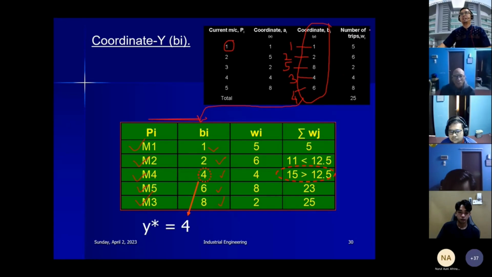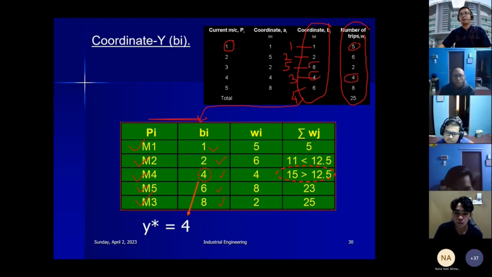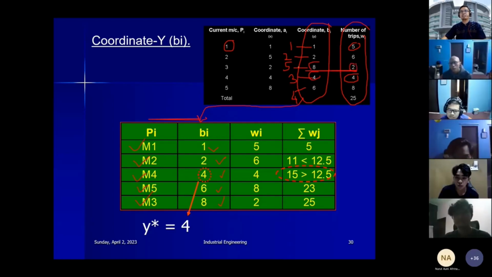Okay, and please follow the number of trips based on our machine. If machine number 1, the number of trips is 5. If machine number 3, the number of trips will be 4. If machine number 5, the number of trips will be 2. So please follow based on the machine. So put here. Okay, clear? And then how do we calculate this sum of the WG?